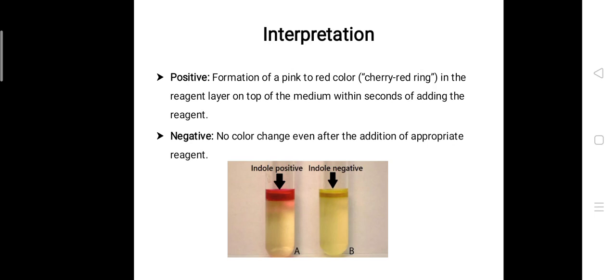One example of an indole positive bacterial species is E. coli, and one example of an indole negative bacterial species is Salmonella. So this is all about the indole test. It is a convenient test and easy to carry out.